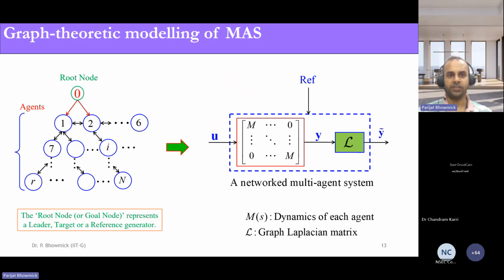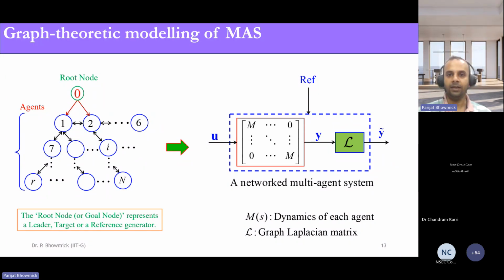Then coming to the main question, that is how can we model a multi-agent system, and especially how can we model a multi-agent system using a graph theoretic approach. Why do we take a graph theoretic approach? Because if you just model a multi-agent system as a graph, then you can easily detach the system dynamics from the network properties.